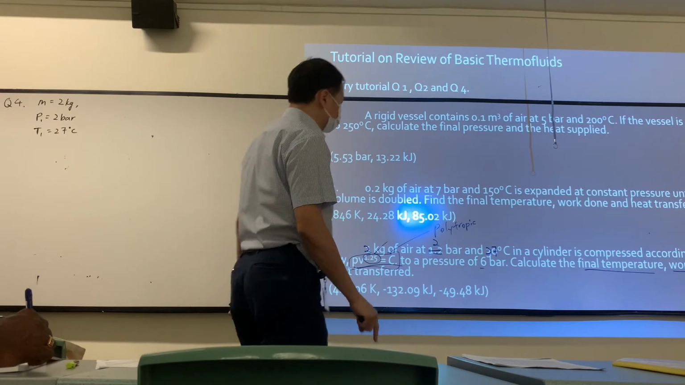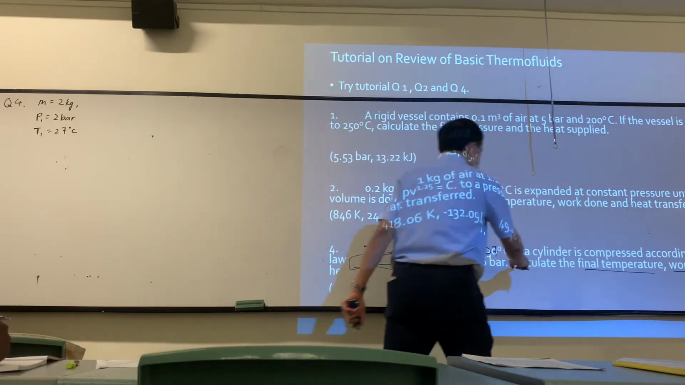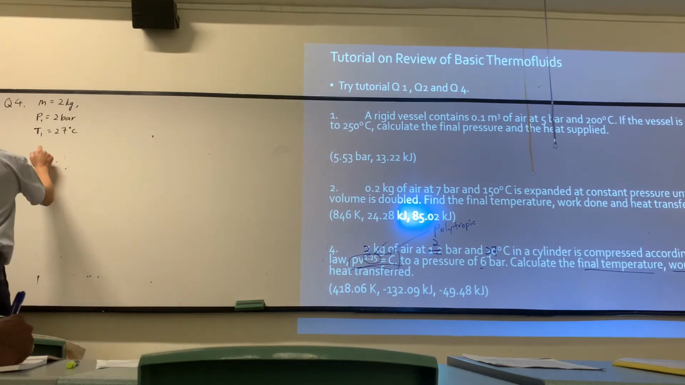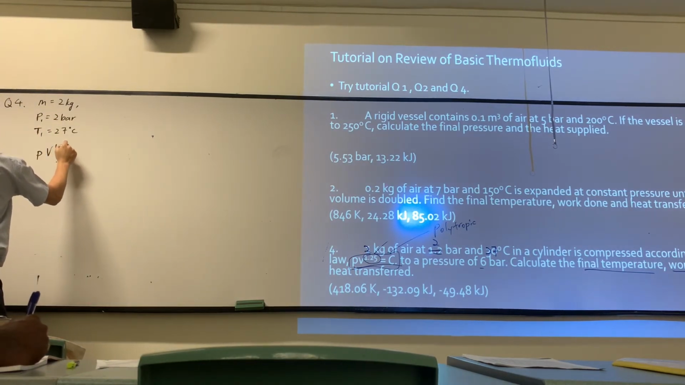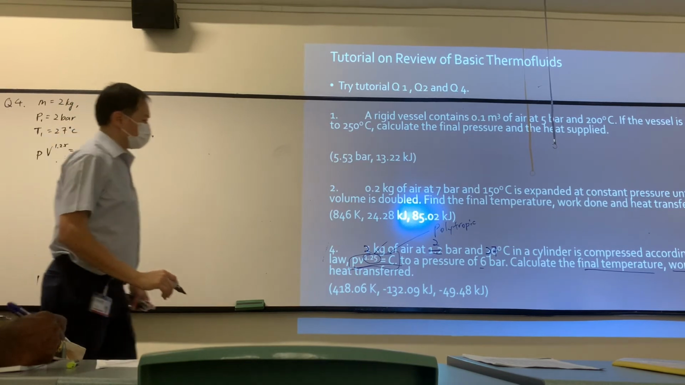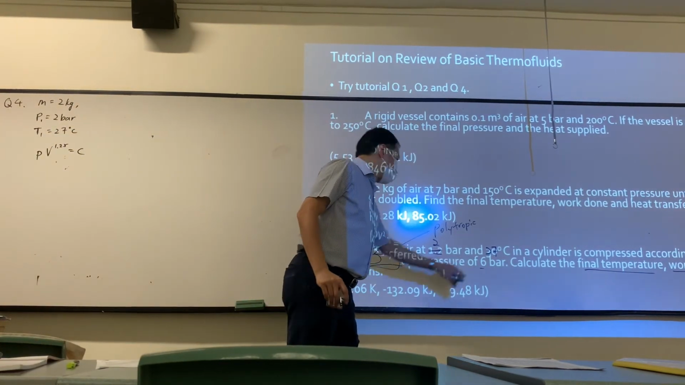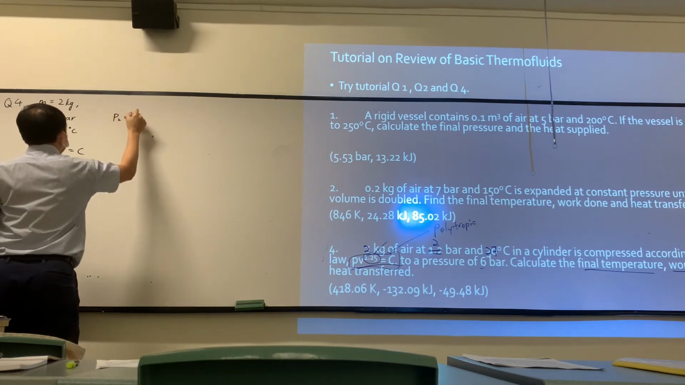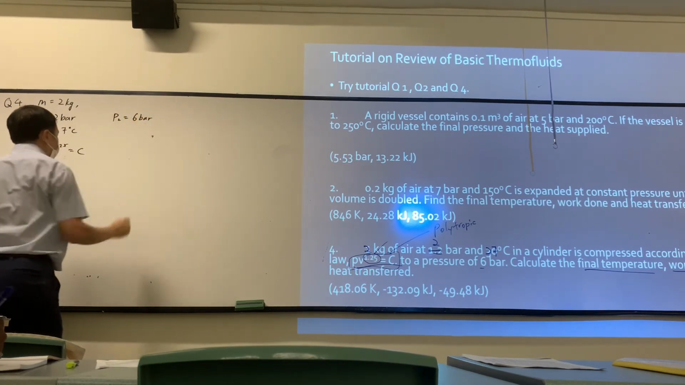So now compress according to the law PV^1.25 equal to constant, until the pressure is 6 bar. So this 6 bar is P2.